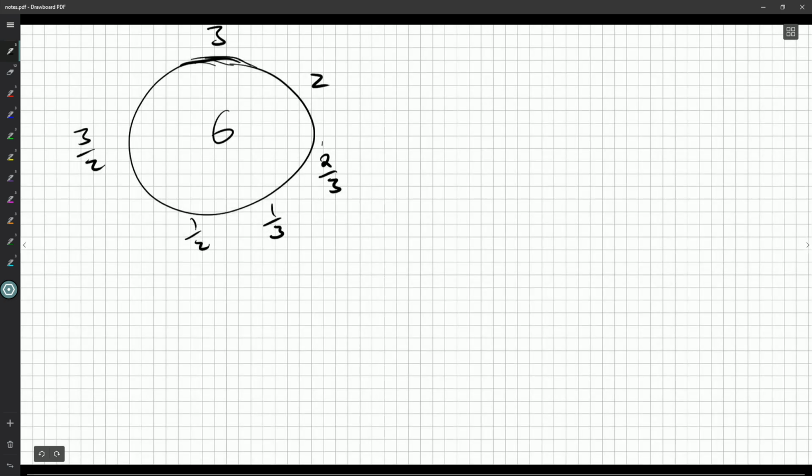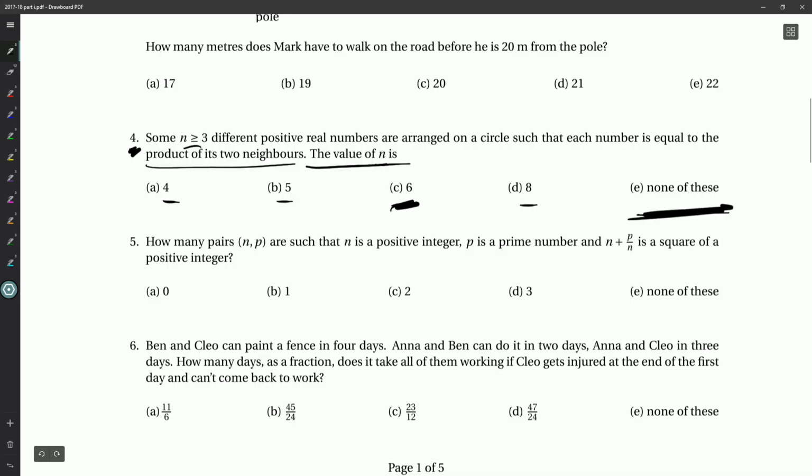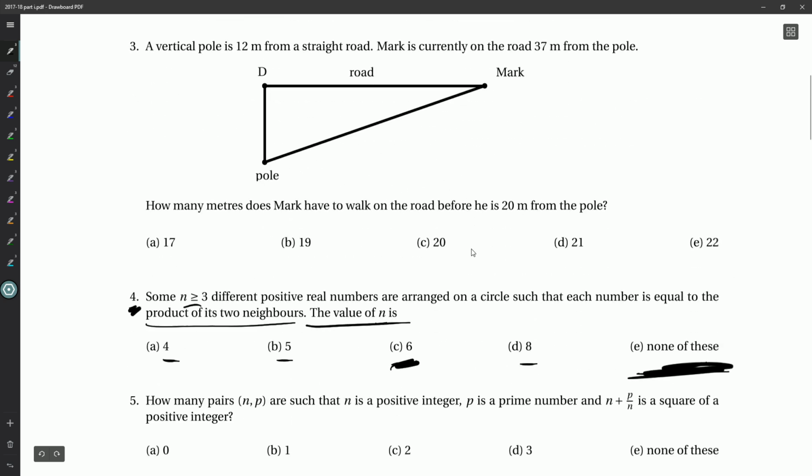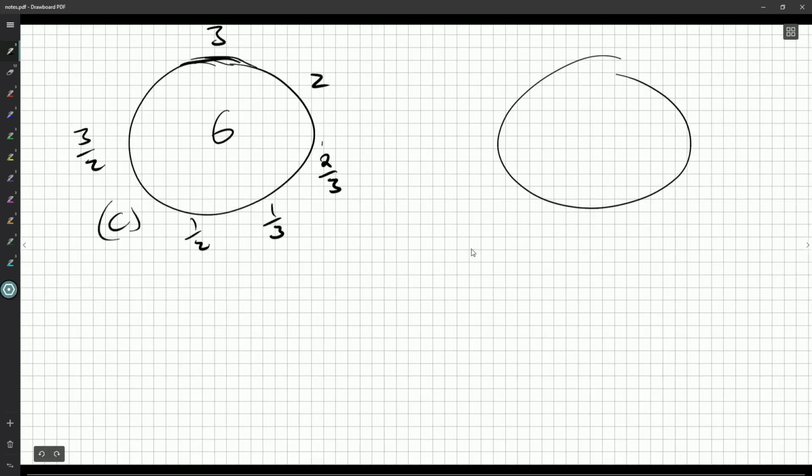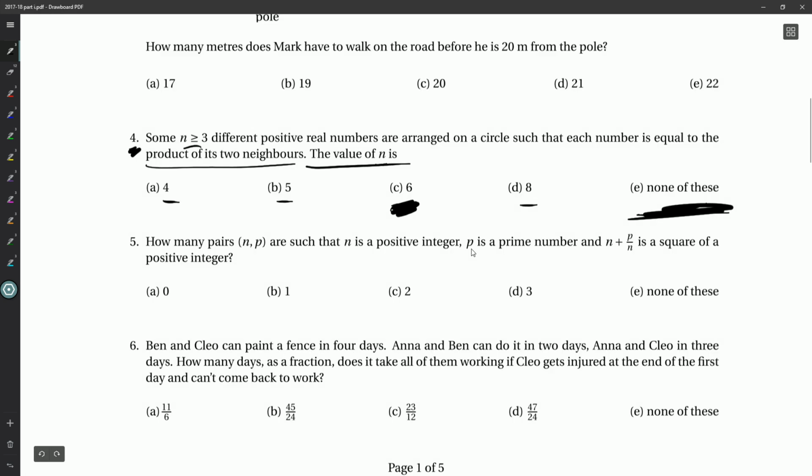Now, we could say, well, what if there were other numbers? Now, you'll notice, unlike question number 2, we don't say there wasn't this, what was it? Not uniquely determined. None of these is different from not uniquely determined. So because we've got 6 and we know there's only going to be one right answer, we can just go ahead and say, all right, the answer is C, and we're done. Right? And we don't need to try for 8 or 5.